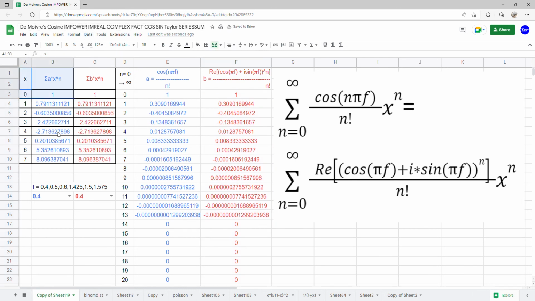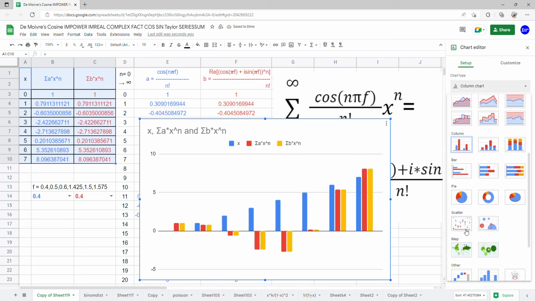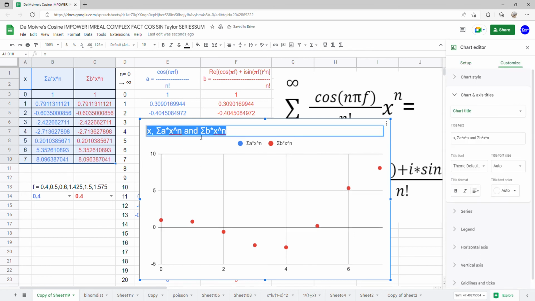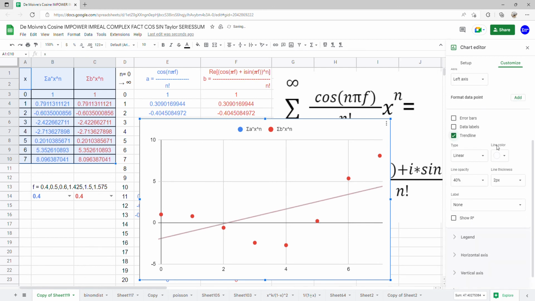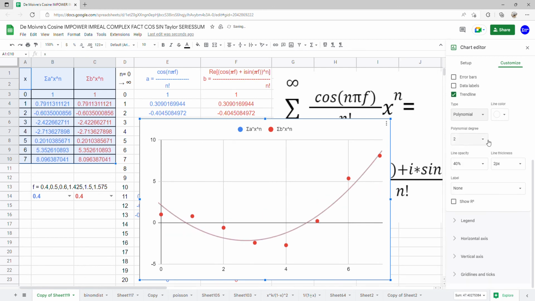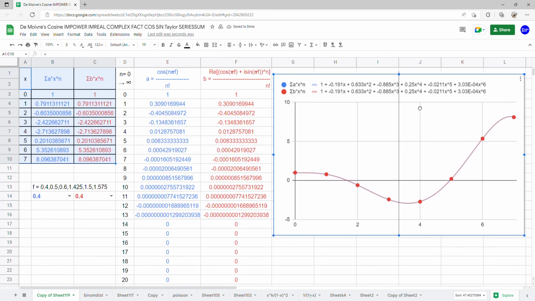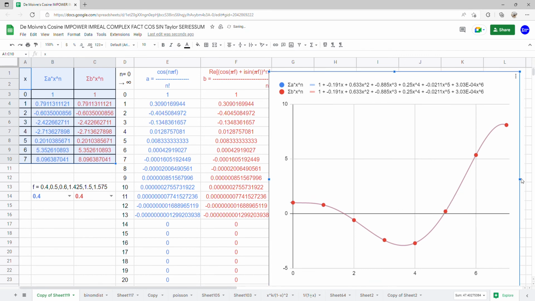And we'll chart this. Insert chart. And we use scatter chart. Column is labeled. We don't need a title. And we show the trend line under series, the trend line, the type polynomial, the degree 6. For the label, use the equation. So here's our trend line and polynomial of the DeMoivre's cosine.